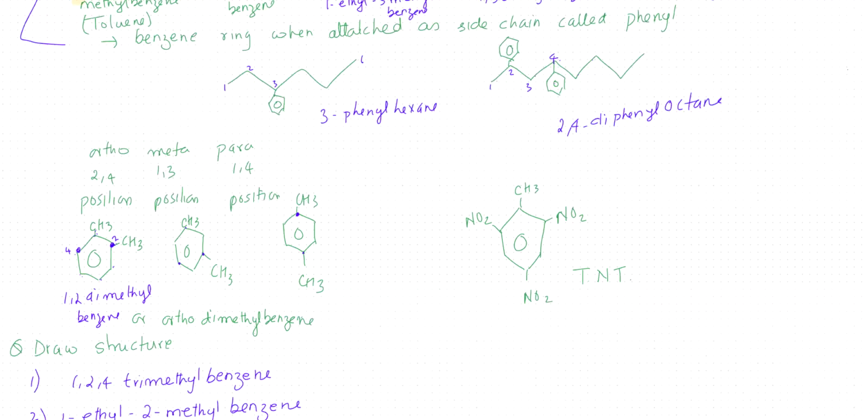The IUPAC name for this one is 1,3-dimethylbenzene. How will you name it in terms of meta? Meta-dimethylbenzene. In short, we can write m-dimethylbenzene, M for meta. 1 and 4 positions are called para. So the IUPAC name is 1,4-dimethylbenzene, or in terms of para, you can say para-dimethylbenzene. Para, we write just P, p-dimethylbenzene.